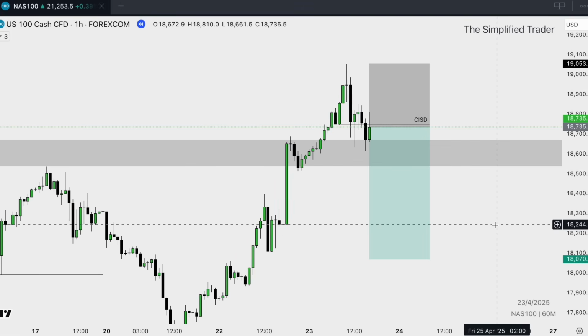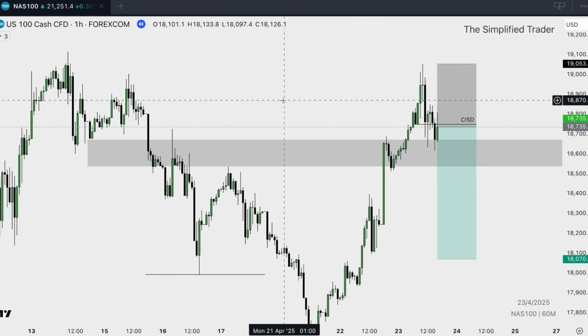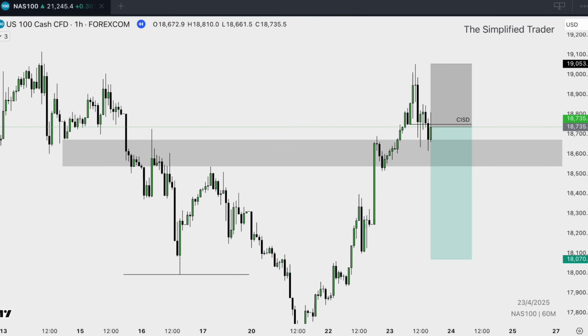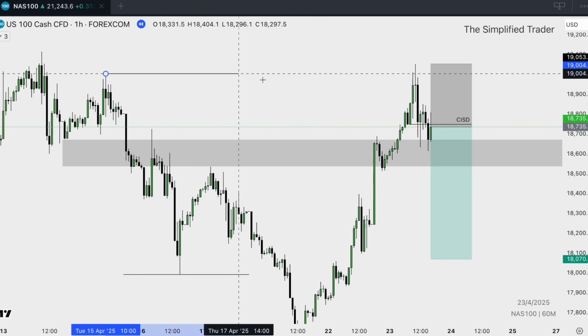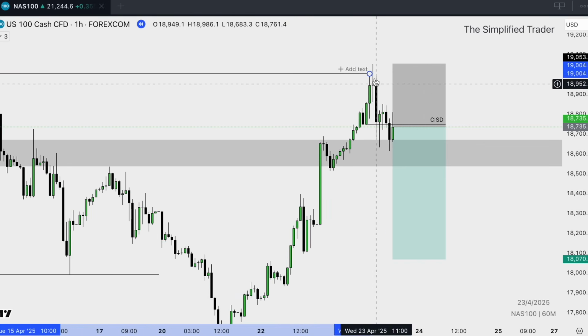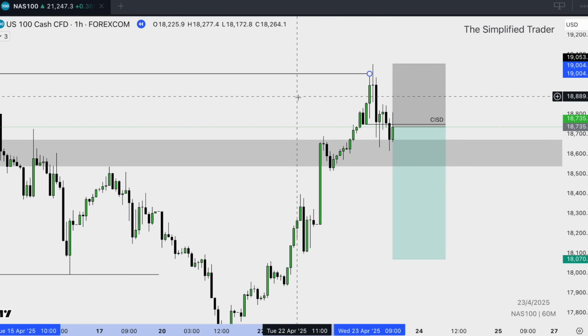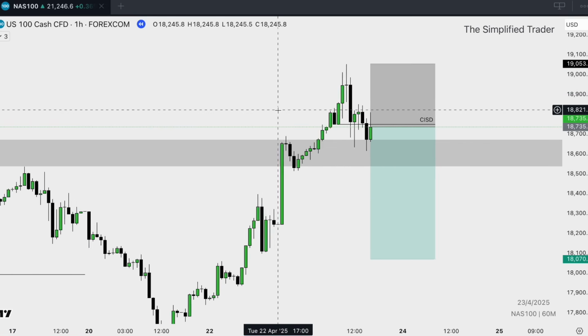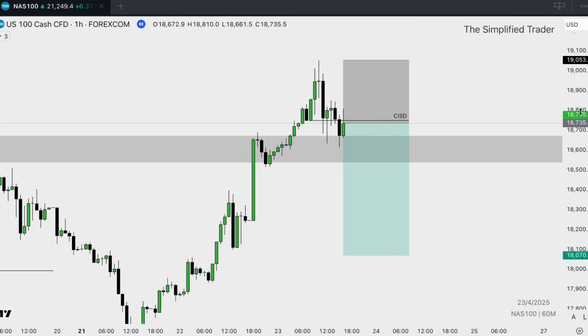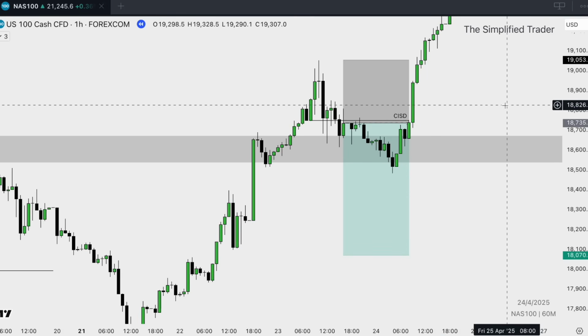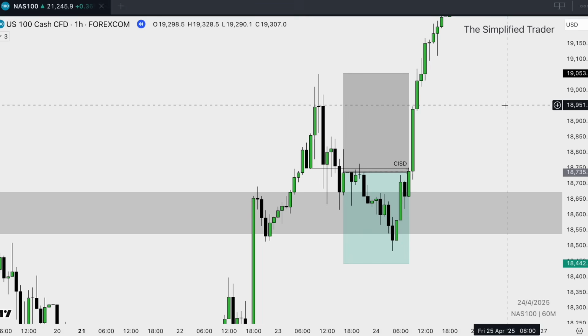Let's see how this trade would have played out. Remember, this is what your teachers are telling you. Wait for a liquidity sweep, which we got, and then we got our change in the state of delivery. So now we have the go ahead to sell. It is not that simple, guys. Here we can see if we would have taken this trade, we would have gone down a little bit, but ultimately be stopped out. Now, what do we have to do now?